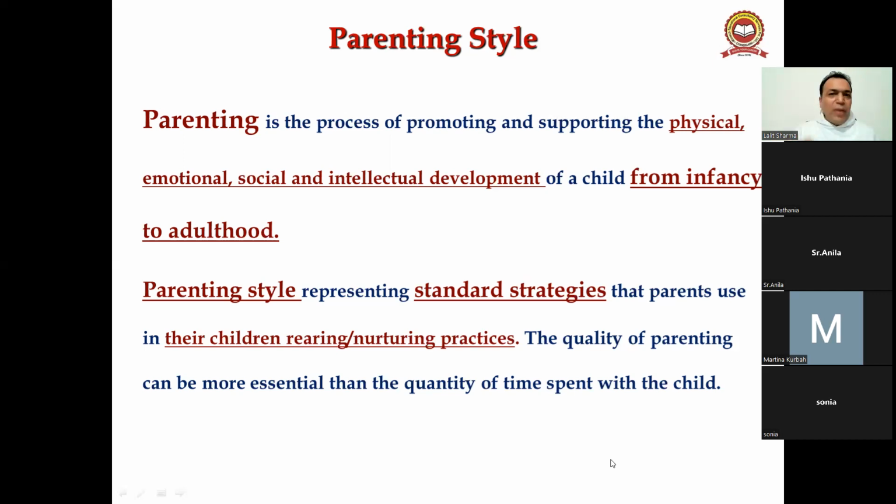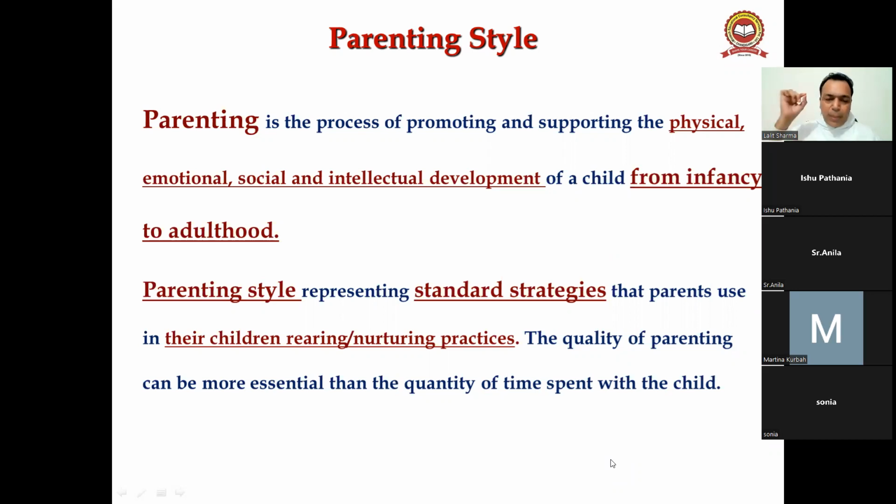Similarly, guys, when you become a teacher and teach in the class, you cannot say that a student is poor or very naughty. Basically you have the problem, because you don't know the psychology or the teaching method. This is your problem, not the student's problem actually. This is the reason you do the B.Ed, M.Ed, ETT, such kinds of educational courses, then you become a teacher. So parenting style represents the standard strategies that parents use in their children's nurturing practices.